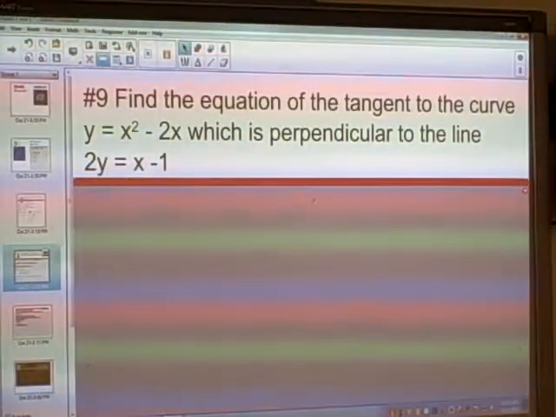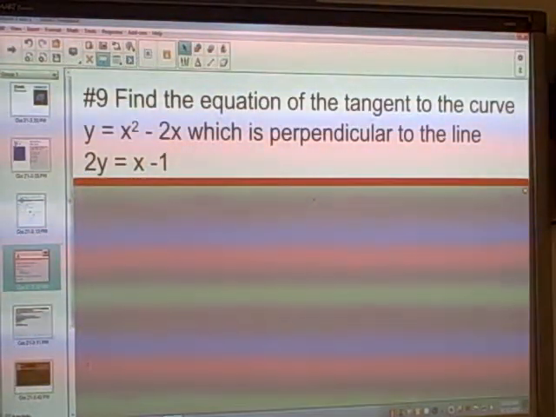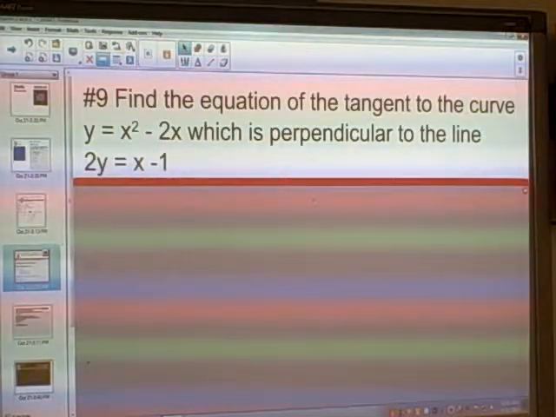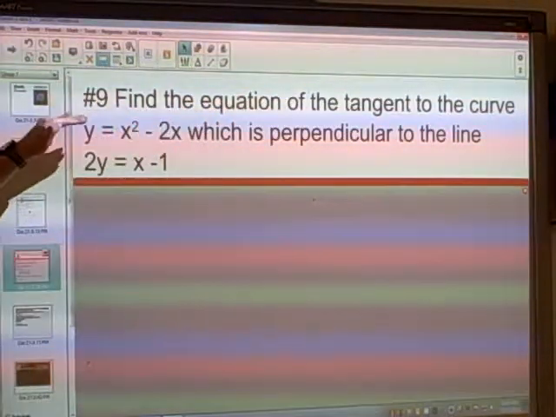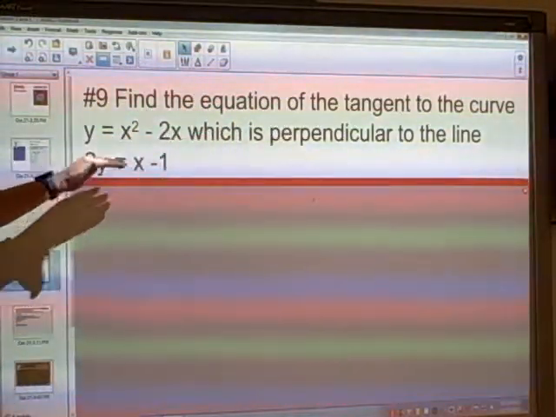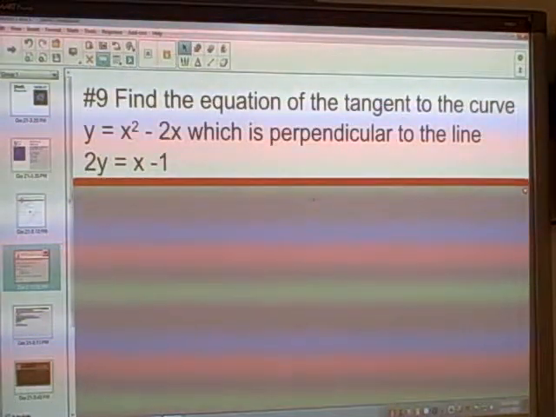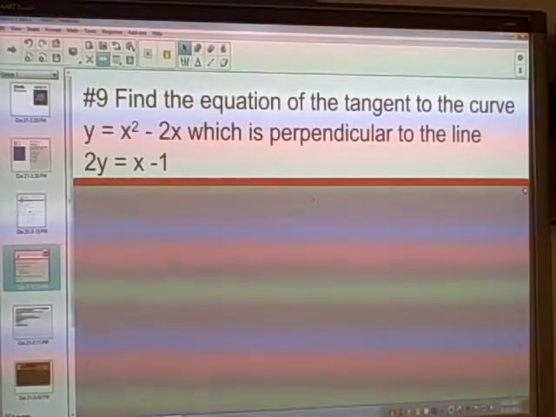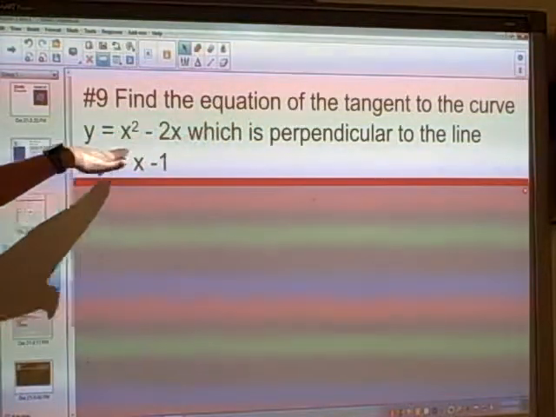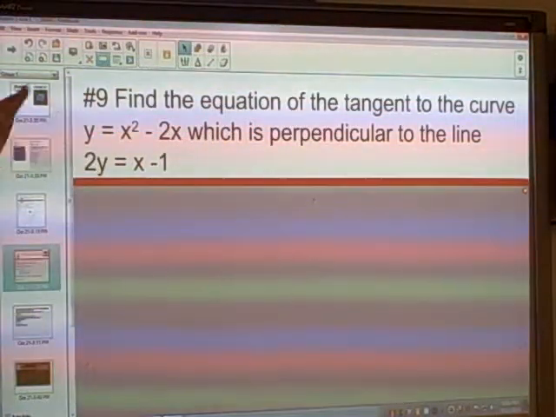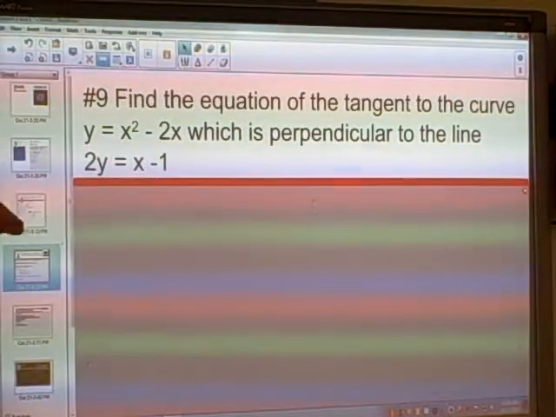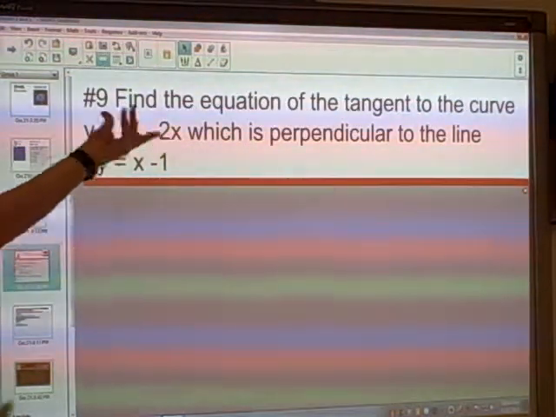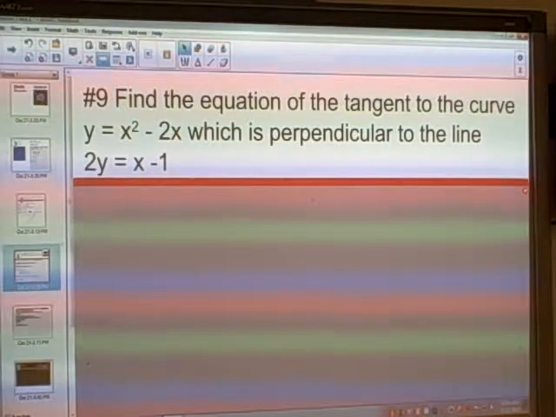Now, a similar question, but with a little more detail, still from that same exercise. This is 6C. So find the equation of the tangent to the curve given here, which is perpendicular to the line. So we need a point, we need a slope. Notice they haven't given us the x value again, so we're going to have to try and find that out. So it says perpendicular to this equation here. Now, if this was in slope-intercept form, we could find the slope and then do the negative reciprocal to find out what the perpendicular slope would be.